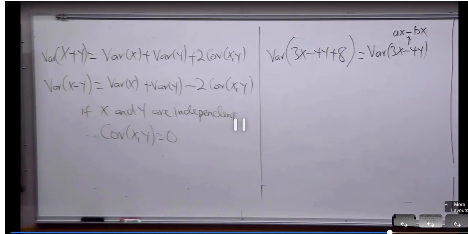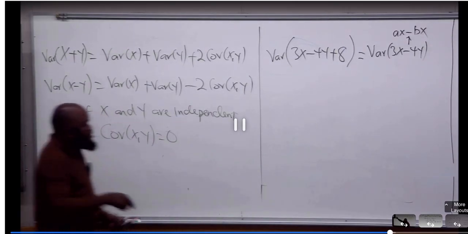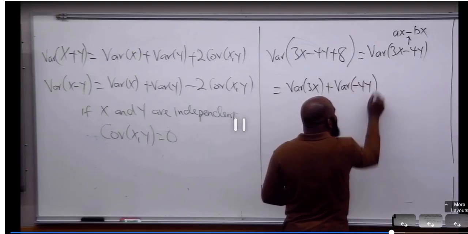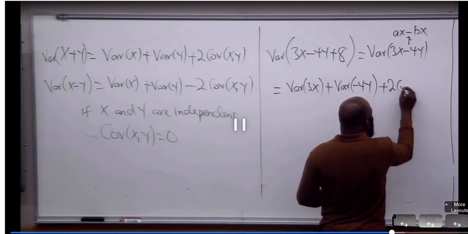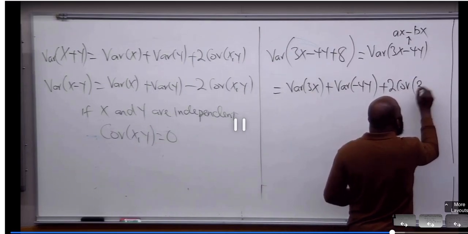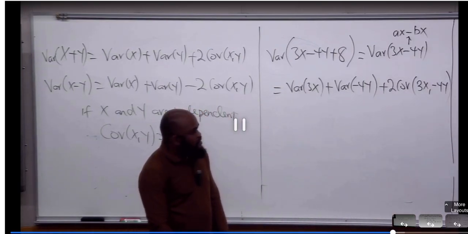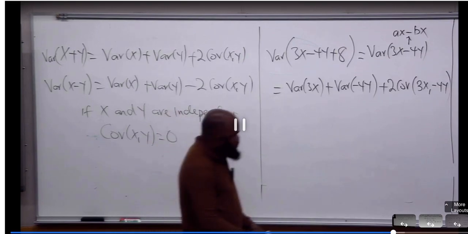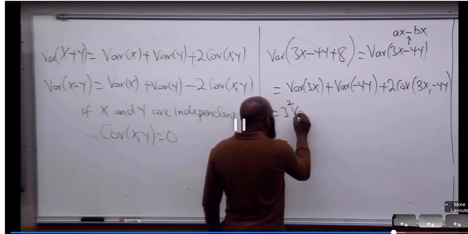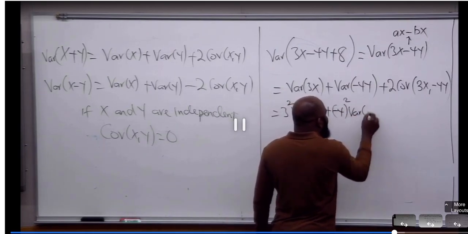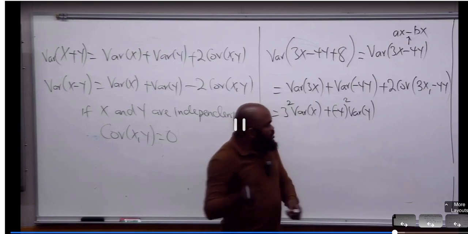Now, because they did not tell you whether they are independent or not, and in the question they say the covariance is that, which means the covariance exists. Now, what I'm going to do right now, please pay attention. This is going to be the variance of 3X plus the variance of negative 4Y, plus 2 covariance of 3X comma negative 4Y. That is the interpretation. Now, this is going to be 3 squared variance of X, negative 4 squared variance of Y.